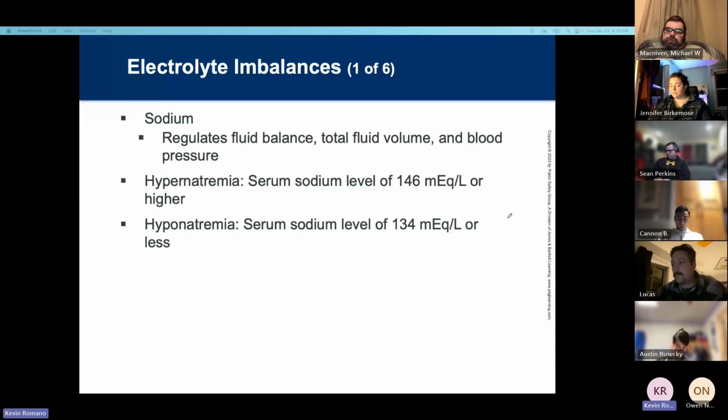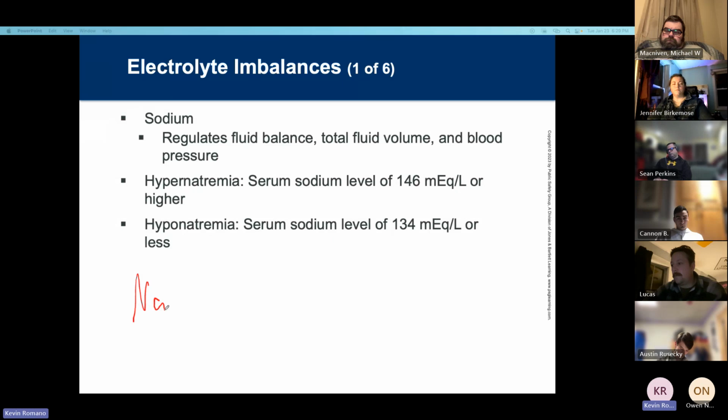All right, there's two different ones. One's called hypernatremia and hyponatremia. Why do they call it natremia? Because of the periodic table, Na is sodium. So hypernatremia, hyponatremia. Hypernatremia is a serum sodium level of 146 milliequivalents per liter or higher.